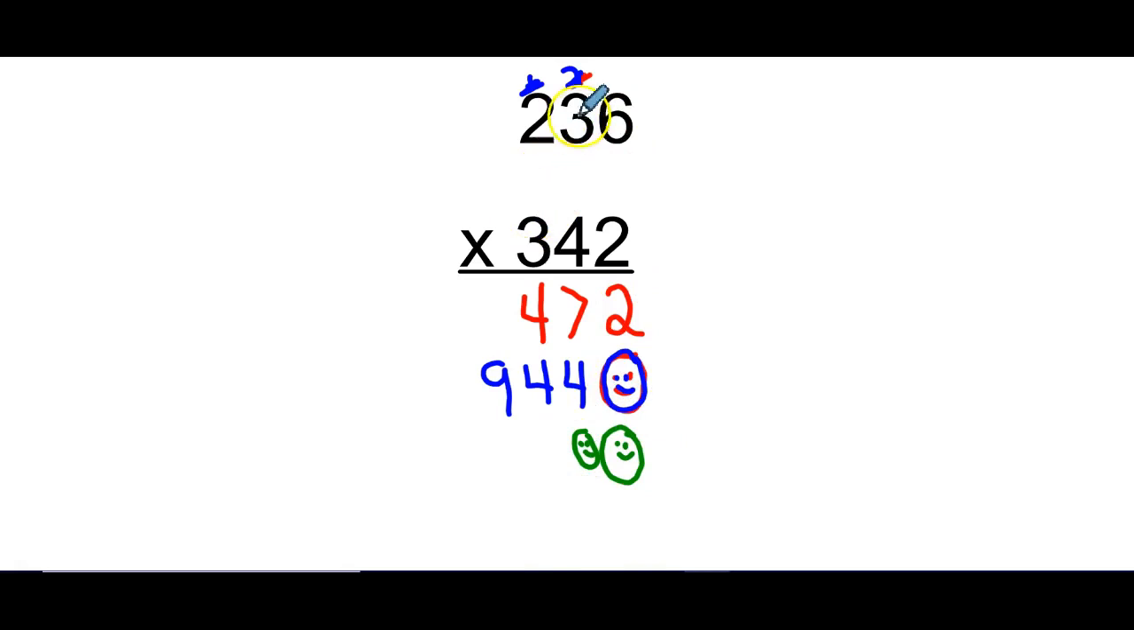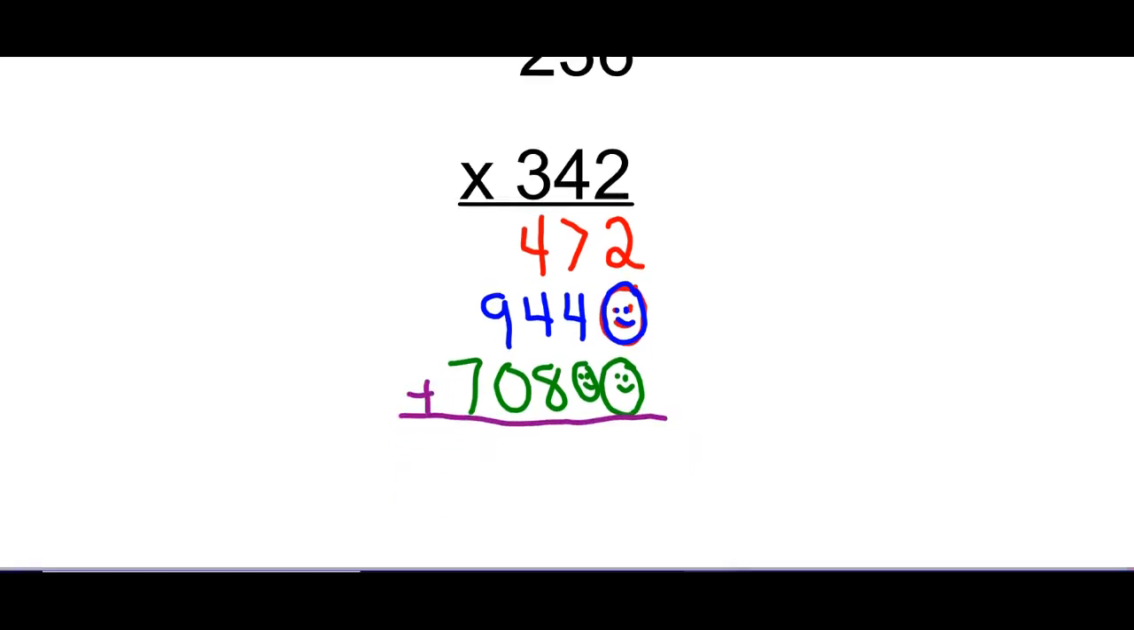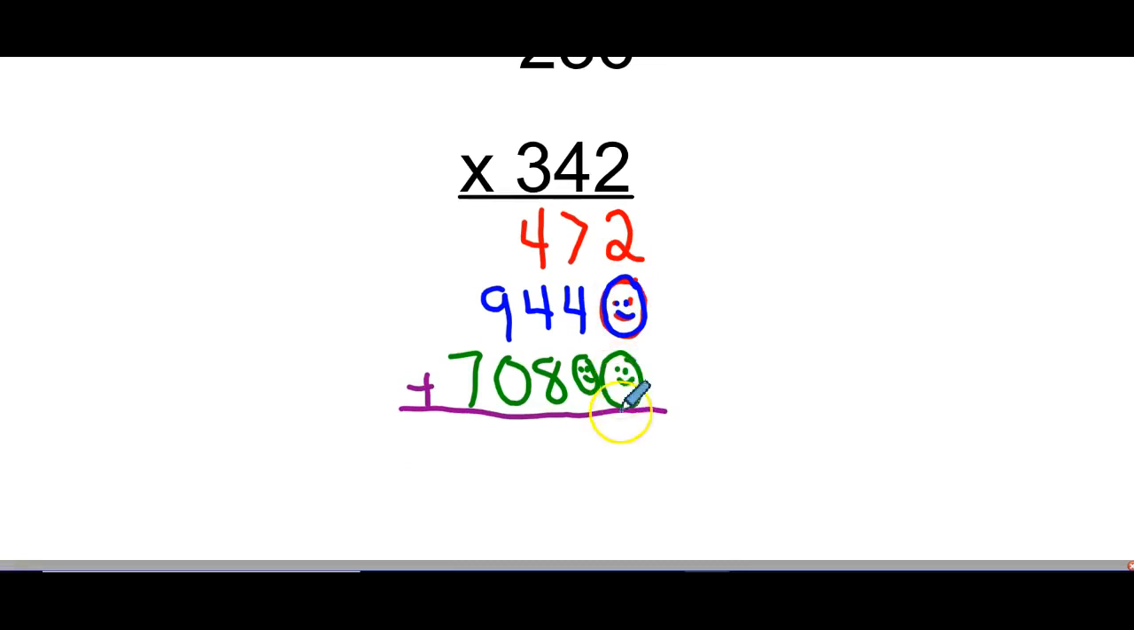We're going to do 3 times 6, 3 times 3, and 3 times 2. 3 times 6 is 18, regroup. 3 times 3 is 9, plus 1 is 10. 3 times 2 is 6, plus 1 is 7. Now that we have all of our multiplication done, we're going to add up all of those lines of math to find out what our final answer is.